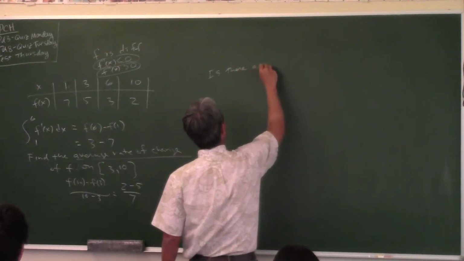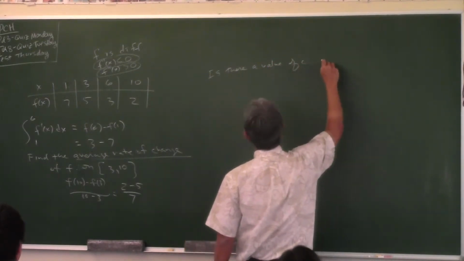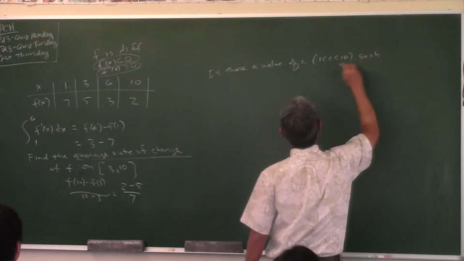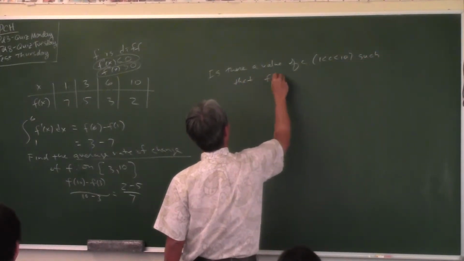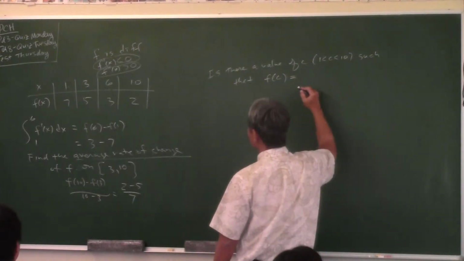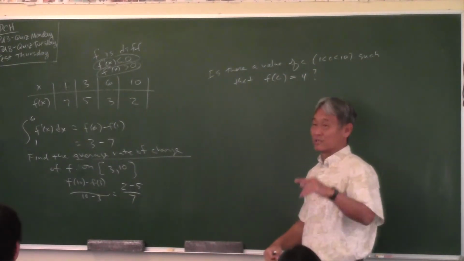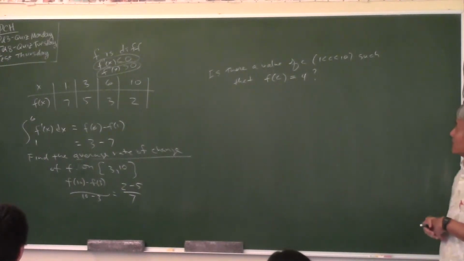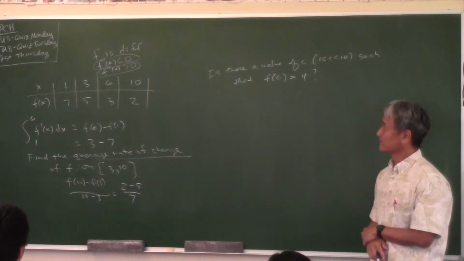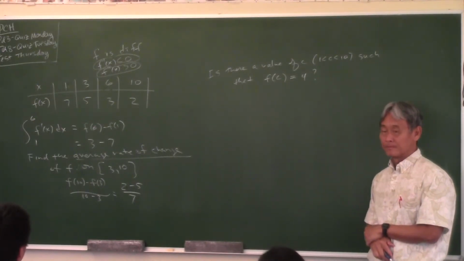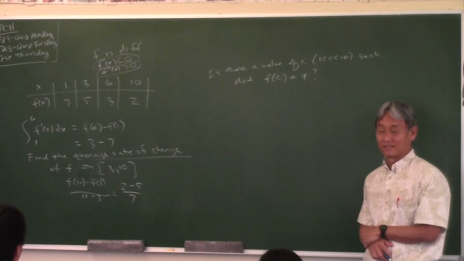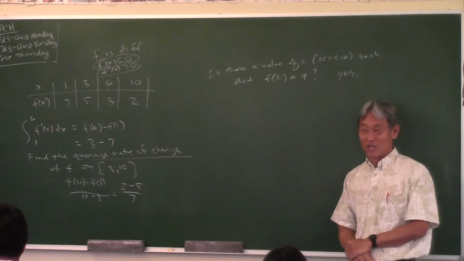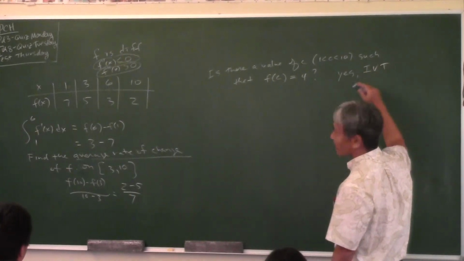Is there a value of c somewhere between 1 and 10 such that f of c is equal to 4? Whose turn is it? It's a yes or no question. Yes. Okay, yes, you get 1 point. Why? The intermediate value theorem. Very good.